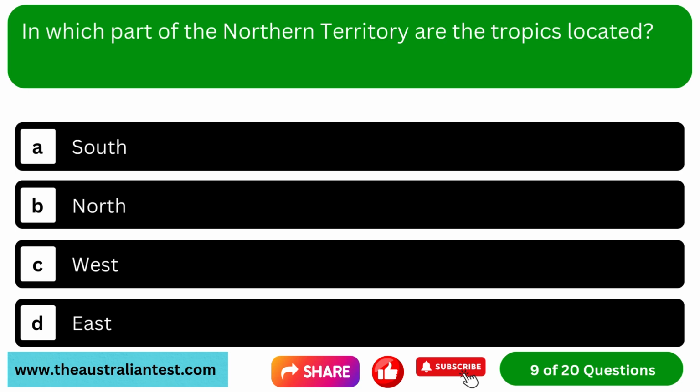Question 9. In which part of the Northern Territory are the tropics located? Option A, south. Option B, north. Option C, west. Option D, east.